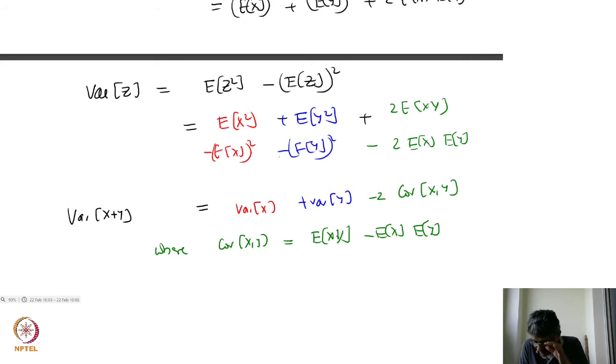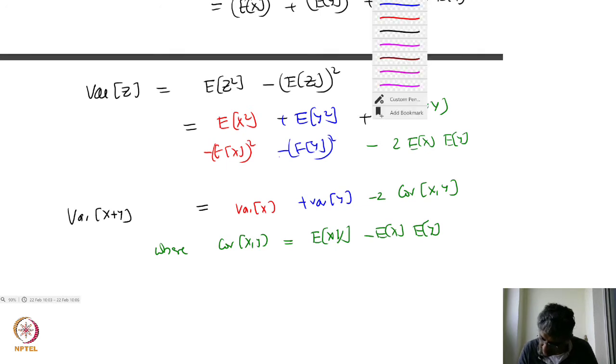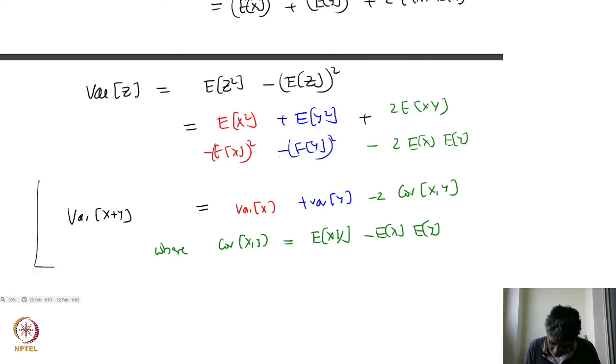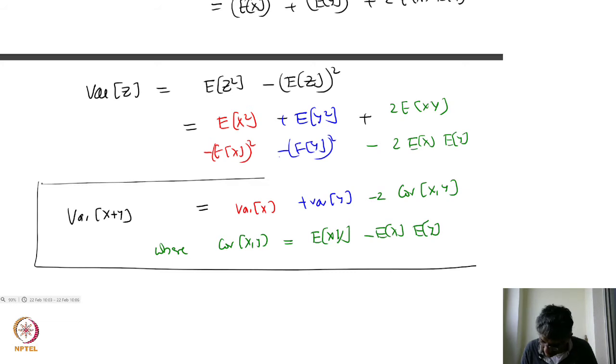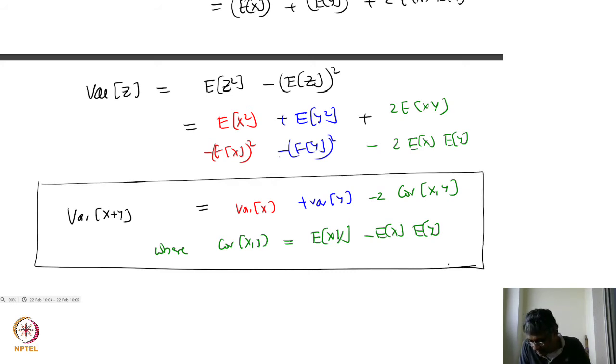This is something that's kind of an interesting idea to understand. It's an identity that you should keep in mind. So let me mark it in some box, let's say a brown box. It's a nice box. So if everything is finite and nice, then variance of X plus Y is variance of X plus variance of Y minus twice the covariance of X and Y. It's one interesting fact one can use.